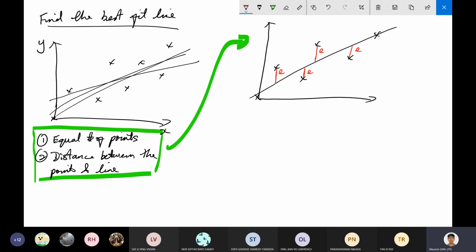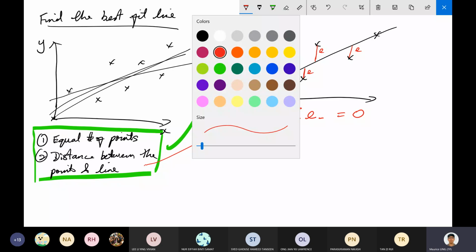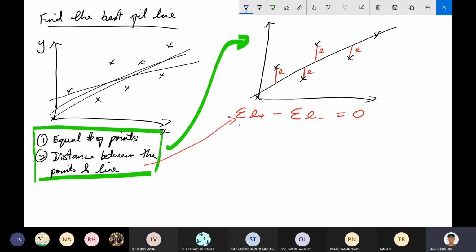So how do you find the best fit line? Essentially, if these distances are E, what you are really trying to say is the summation of all the positive E, those on top, minus the summation of all the negative E, those at the bottom, should be equal to 0. This is what the distance really means. And sometimes we call this method the least square method.